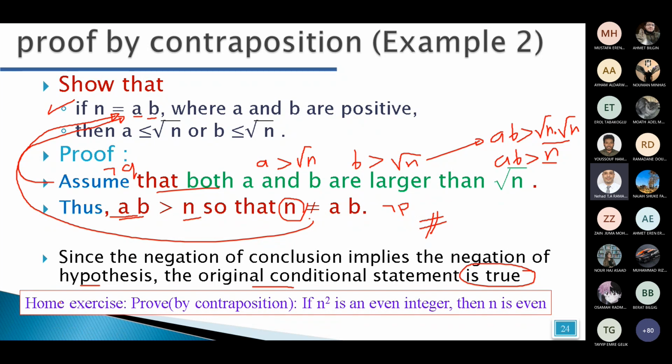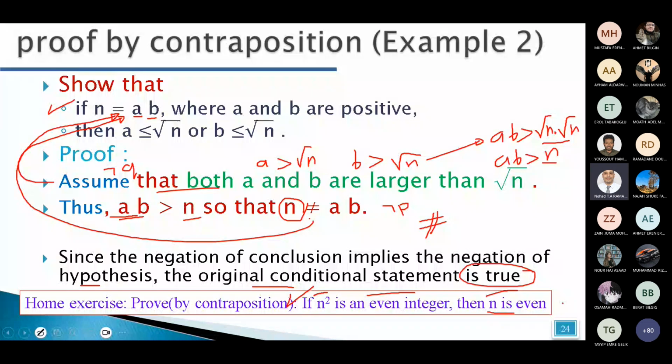Okay, you can try this exercise at home. Home exercise: prove by contraposition that if n to the power 2 is an even integer, then n is even. How to prove it? You will start from n is odd, not even. Then if you get that n to the power 2 is also odd, then the statement is correct.